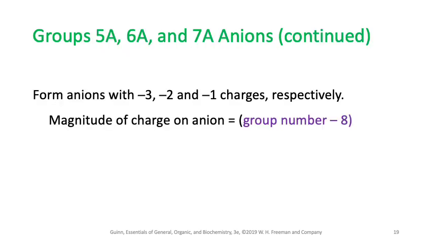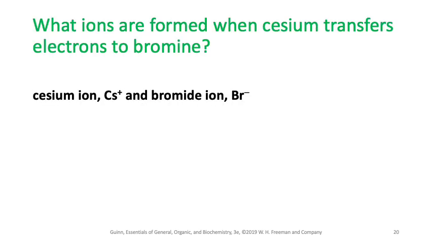We already talked about what the charge should be on each of the groups 5, 6 and 7 anions. I'm not going to go over it again, but these are the charges each group will have to make an anion. Now let's try to do one problem.